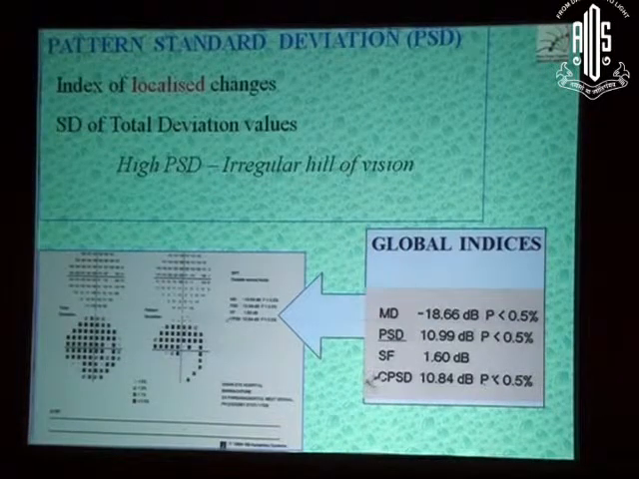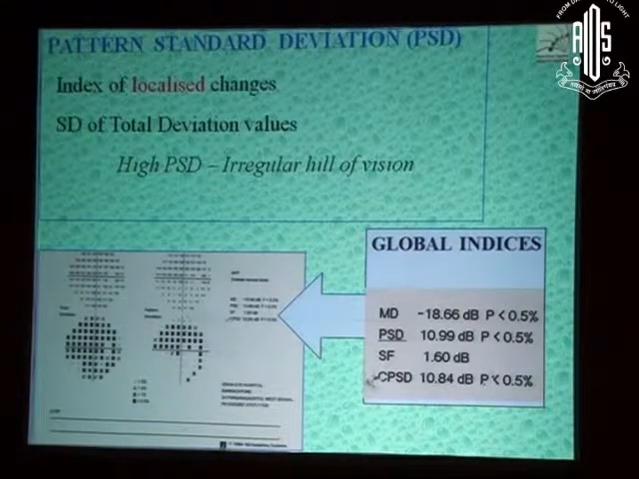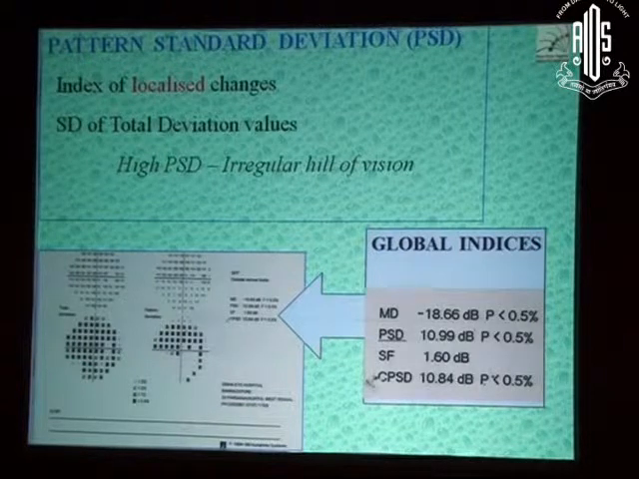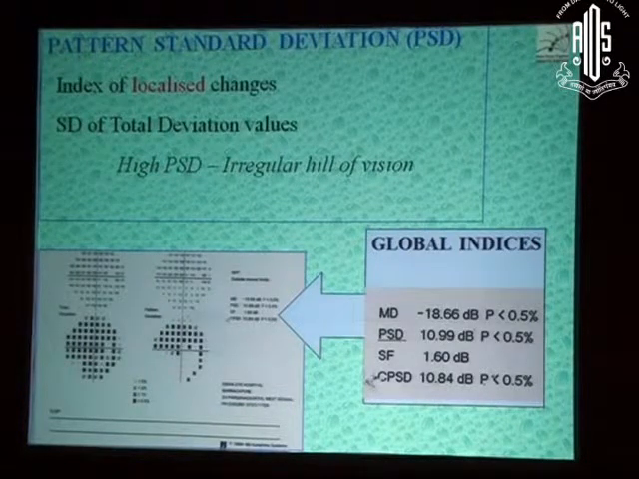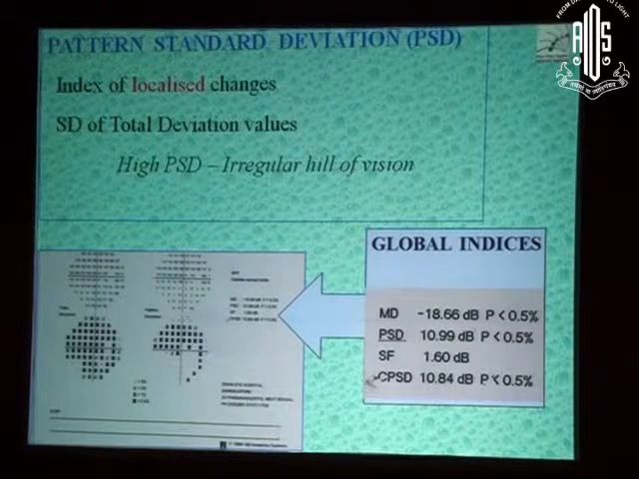That is the MD. The pattern standard deviation is the index of the localized changes. Like the probability value, you can get some shaded symbol. This is an index of localized changes. How is the standard deviation of the total deviation calculated?